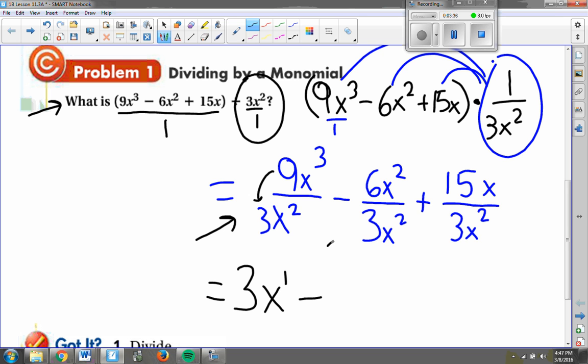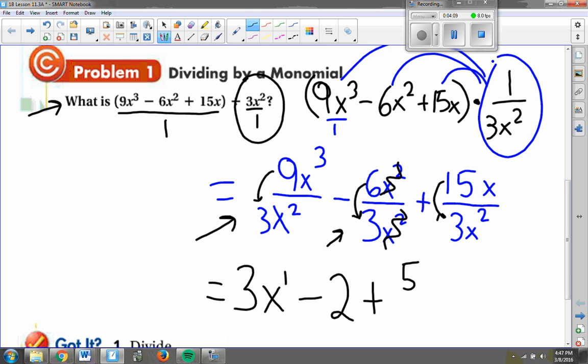My second piece right here, I see a 6 on the top, a 3 on the bottom. 6 divided by 3 is 2. And I see x squared on the top, and I see x squared on the bottom. Those can cancel each other out, and it is simply 2. Because 2 minus 2 is nothing. No more x's there. I have canceled them out because they're on the top and bottom of a fraction. And then at the end here, I see a 15 on the top. I see a 3 on the bottom. 15 divided by 3 is 5.